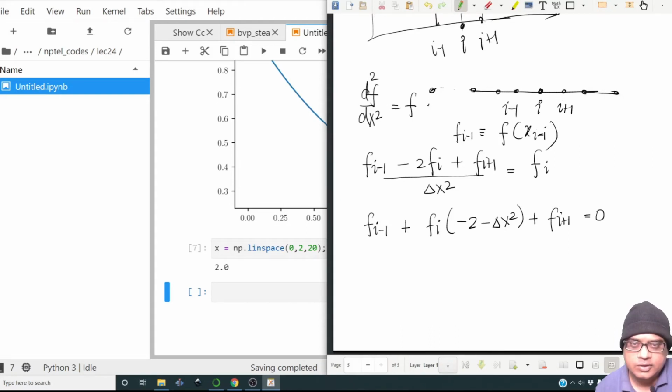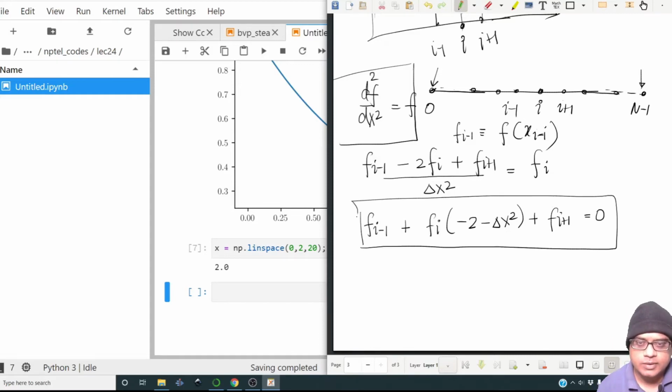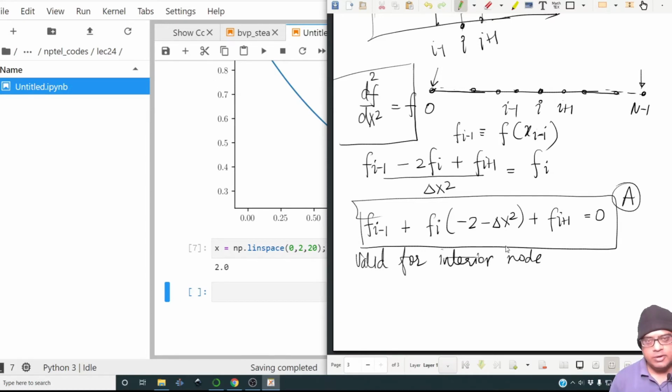You have many nodes, and here is 0, and here you have n minus 1. So now this particular discretization, let me call it A. This is valid for the interior nodes, because we must treat the boundary conditions a bit differently, in the sense that I know that f of 0 is equal to 1 and df/dx at x equal to 2 is going to be 0.